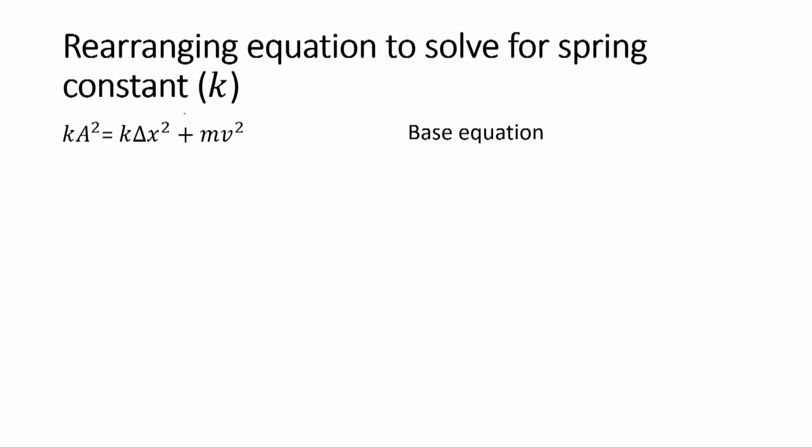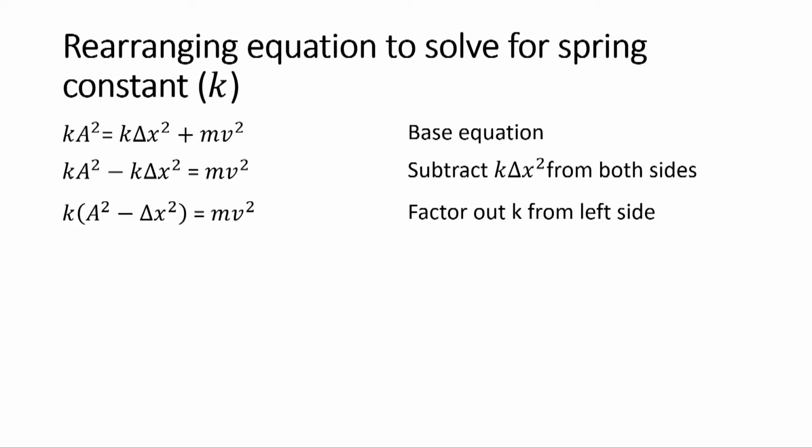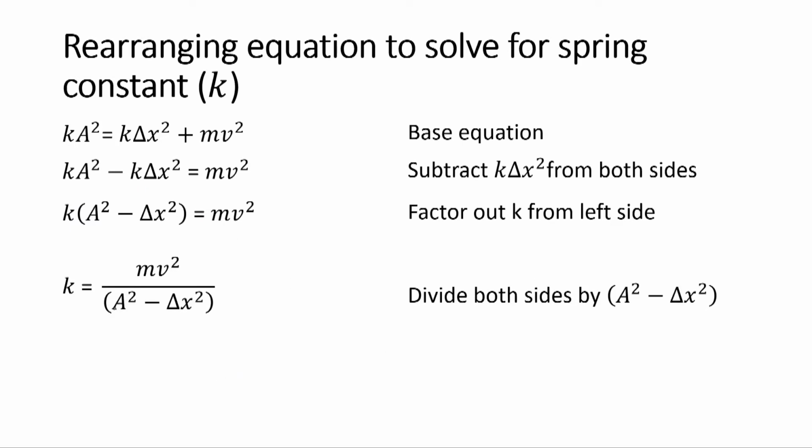Next one is the spring constant, our k right here. So we have our base equation. We subtract the k times delta x squared from both sides. Next, we're going to factor out the k from the left side because it appears in each term, so we're allowed to do that. Next we divide both sides by this big chunk of a beast, and we end up with k equal to mv squared divided by amplitude squared minus displacement squared. And that is our final answer.